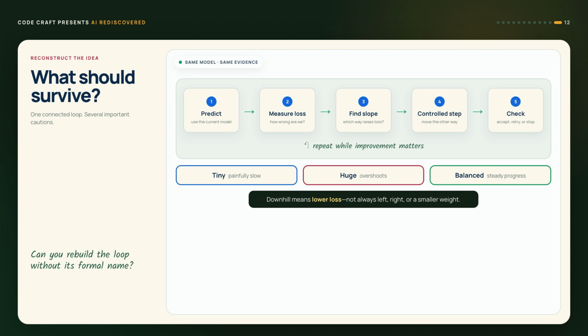Now the transfer question. If a completely different model has adjustable knobs and a measurable mistake, which parts of this loop still survive? If your answer is predict, measure, find a local clue, take a controlled step, check, and repeat. Then you have rediscovered gradient descent.